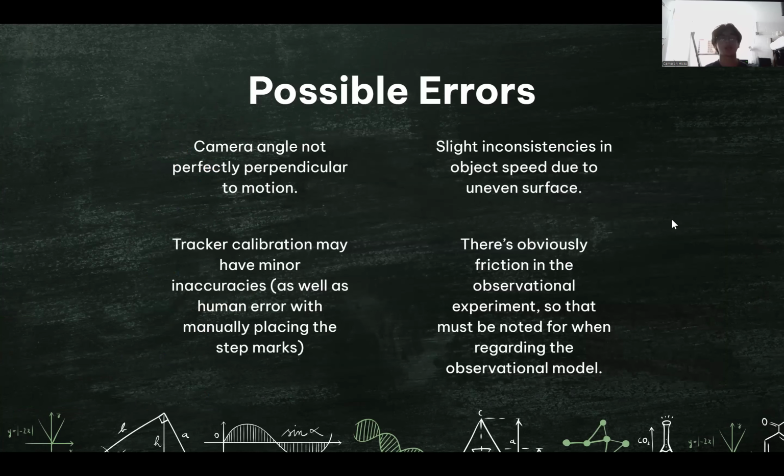These are some of the possible errors for why the alignment of the Tracker data and the actual GlowScript code was not perfectly identical. These errors include: the camera angle may not be perfectly perpendicular to the motion. Tracker calibration may have minor inaccuracies, since we have to manually input the marker steps for the cylinder as it's moving. There may be some slight inconsistencies in the table surface, though it was more or less pretty flat. And there's obviously some friction, but within the parameters of our experiment, it's not really necessary to incorporate.